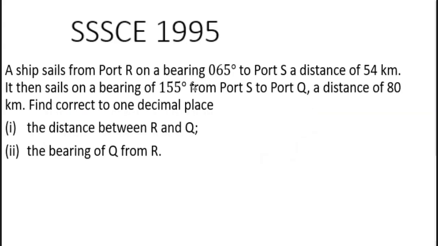Let's start. This is a question from SSC 1995. A ship sails from Port R on a bearing of 065 degrees to Port S, a distance of 54 kilometers. It then sails on a bearing of 155 degrees from Port S to Port Q, a distance of 80 kilometers. Find, correct to one decimal place, 1. the distance between R and Q. 2. The bearing of Q from R.